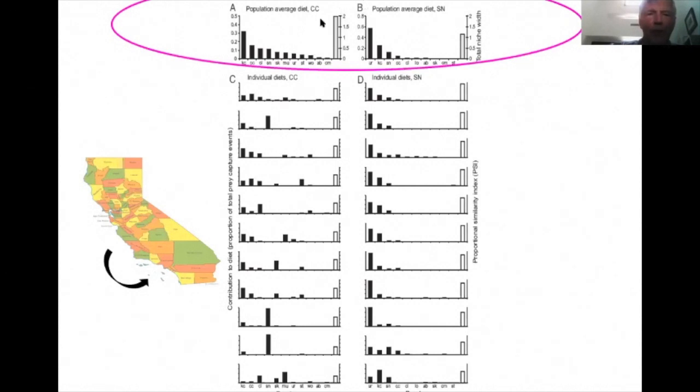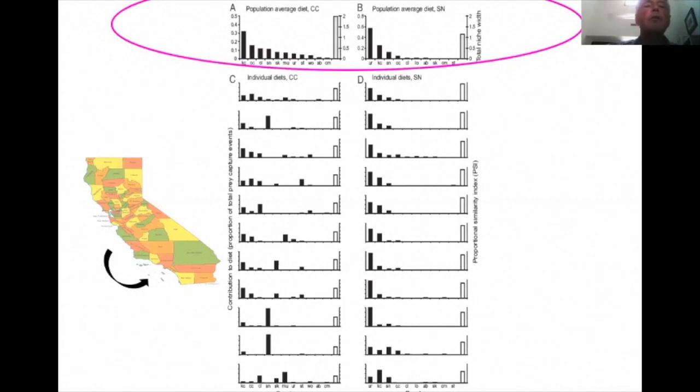And these are the ones I just showed you. These are the population level dietary data of otters in Central California versus San Nicolas Island, a more diverse diet in California than at San Nicolas. And here are the diets of individuals. And we knew these individuals because they were marked, and so we could identify them when we were observing them feed in nature.